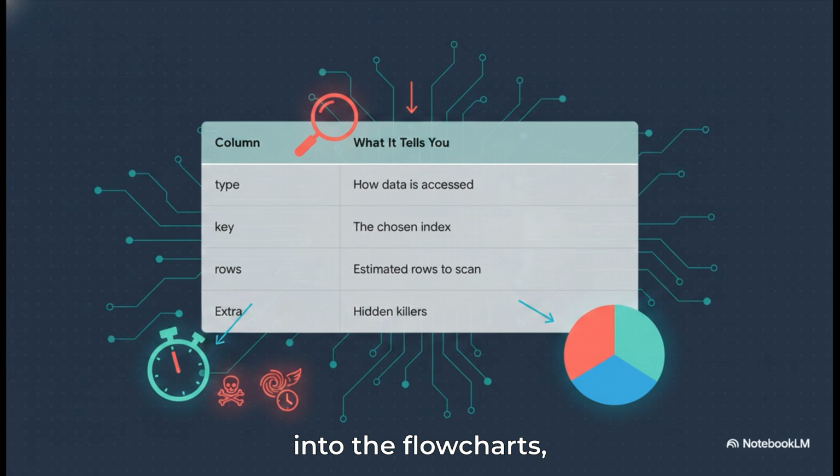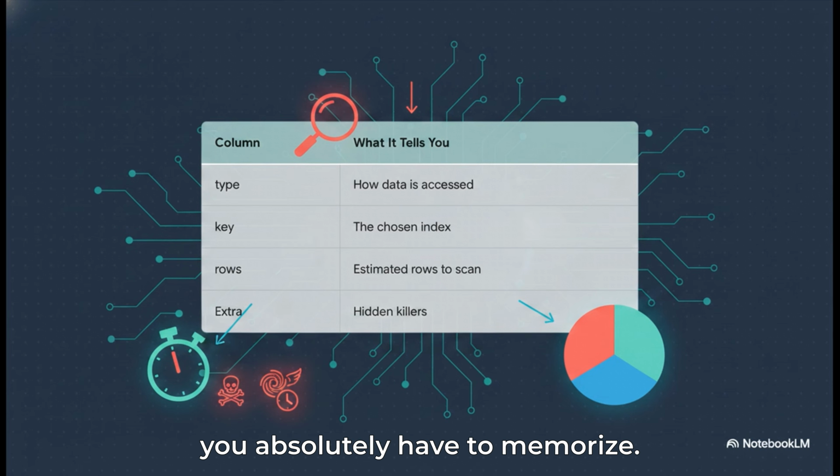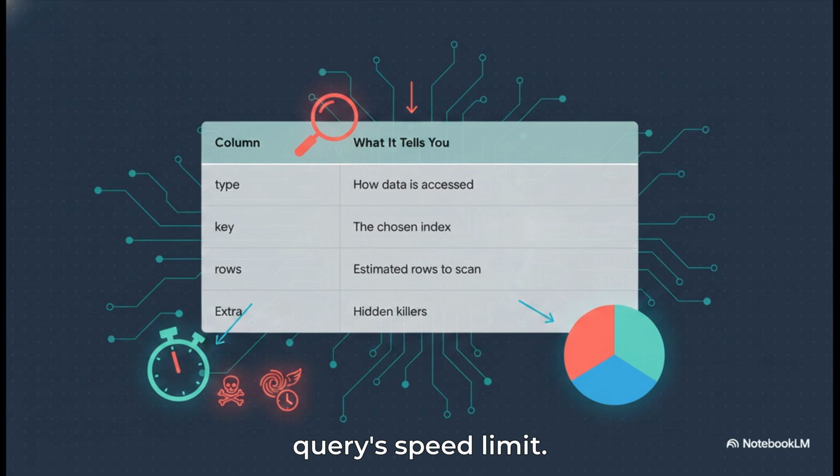But before we get into the flowcharts, there are 4 crucial clues in the EXPLAIN output you absolutely have to memorize. First is type. Think of this as your query's speed limit. Next is key, the actual index MySQL chose to use. Then rows, which is MySQL's best guess at how much data it has to sift through. And finally, extra. This is where the hidden killers hide, things like using filesort or using temporary.